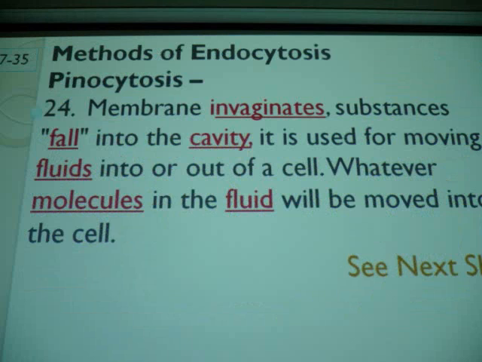Now I'm going to talk to you about this, and I want to show you another slide of it too. But invaginates means to grow inward of its own accord. Substances then fill the cavity, like you just saw a minute ago. There's often fluids flowing in, carrying dissolved molecules in the fluid.